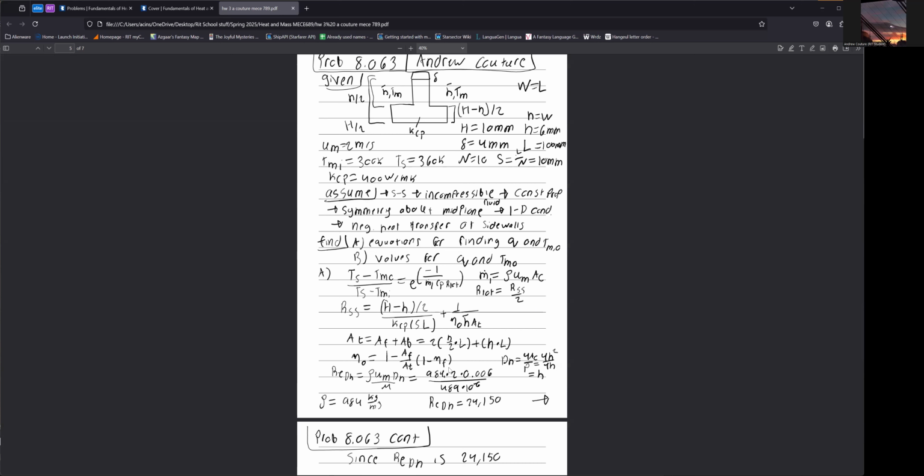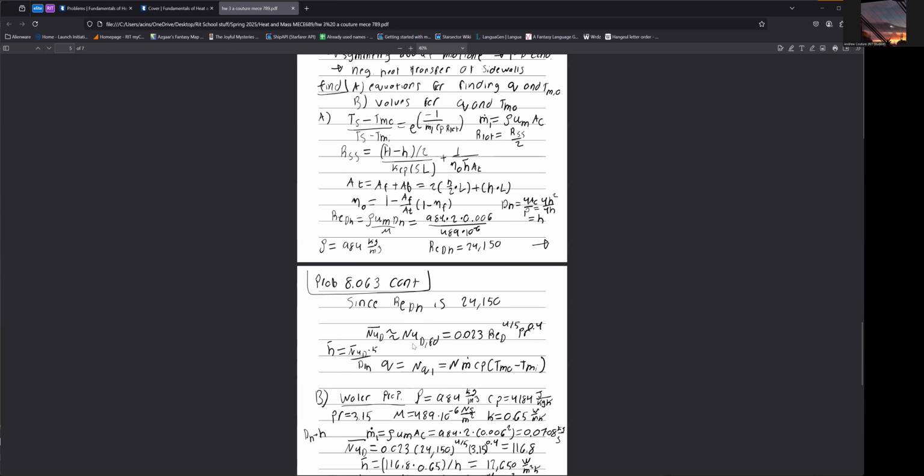We also need a Reynolds number, and because it's a square, we need to make it a circle and do a comparative analysis. So that's why this DH is here. The result of that is basically the DH is equal to H, get the Reynolds number, and once you get the Reynolds number, you find that it's equal to 24,150. Rho, the density of the water fluid, is 984 kilograms per meter cubed.